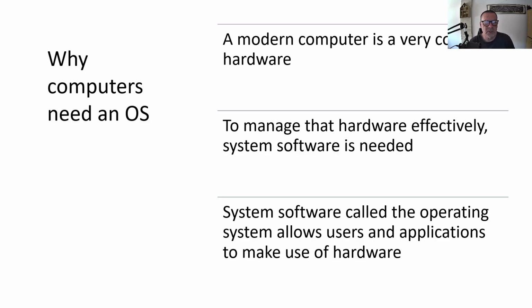So why do computers need an operating system, and what is an operating system? Well, let's start with computers. Computers are very complex hardware now. We have flexible general purpose computers. Lots of devices might be connected to them, so it's a really complex setup of hardware. So to manage that hardware effectively, we need some software to help, and that's system software. And the system software we use to manage the system is called the operating system, and it allows users and applications to actually make use of the complex piece of hardware.